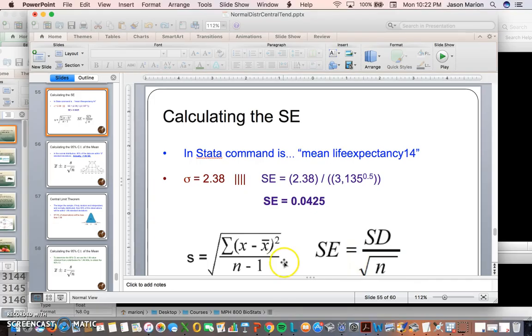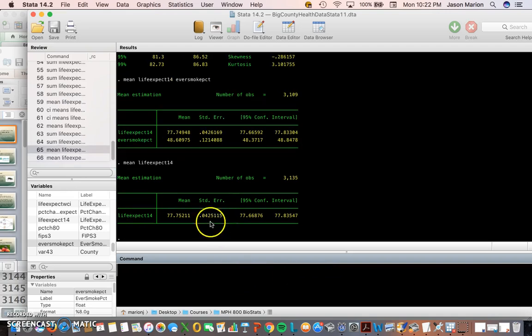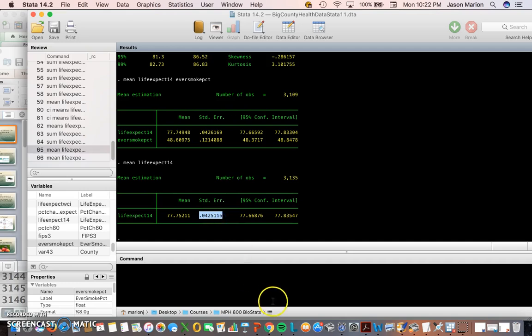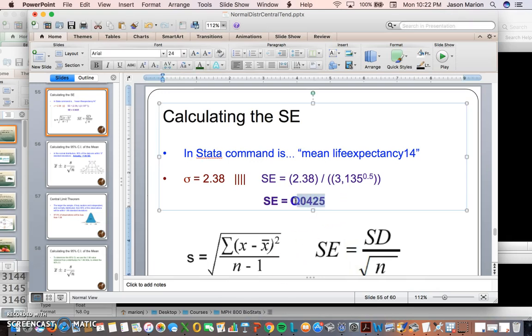Let's see how we get what we get in Stata. So if we were to pull up Stata and I was to do mean life expectancy, the standard error 0.0425. Let's go back to the PowerPoint, 0.0425. Continuing on with the PowerPoint.